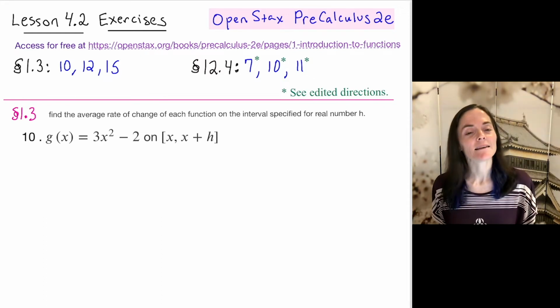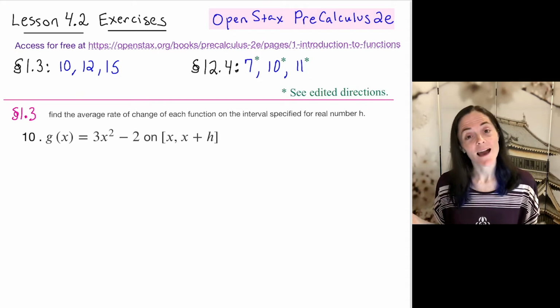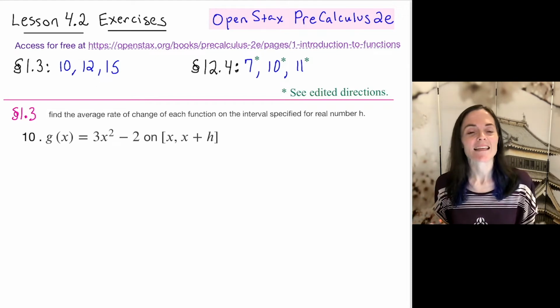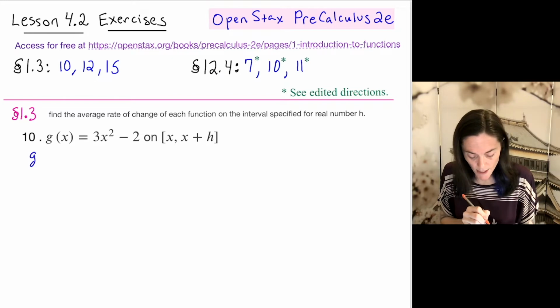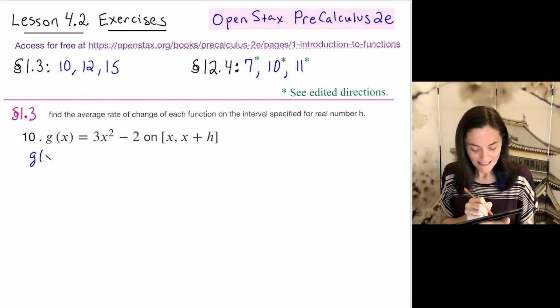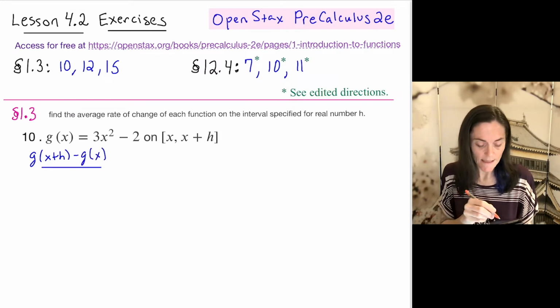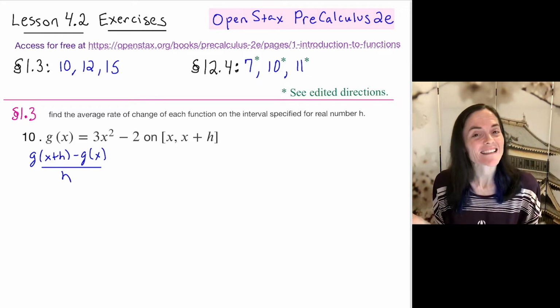We begin, we have g of x is 3x squared minus 2. We want to find the average rate of change on the interval x to x plus h. This is the difference quotient here. So we want g of x plus h minus g of x, and then we divide by h. We practice these in our lesson, but now is the time to do some more exercises.